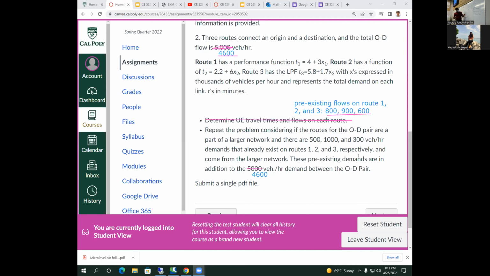So I'll first figure out the initial values of travel time given those pre-existing flows. Instead of free flow travel time, now I have to decide based on the pre-existing flow that exists on these routes because they're part of a bigger network. So I got initial values of travel time. T1 naught will be 6.4 units. 2.2.